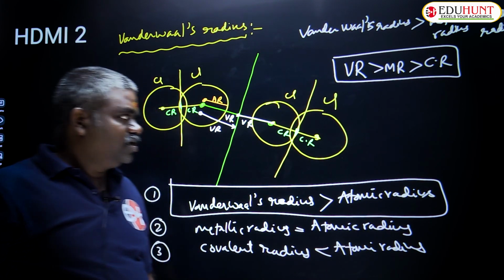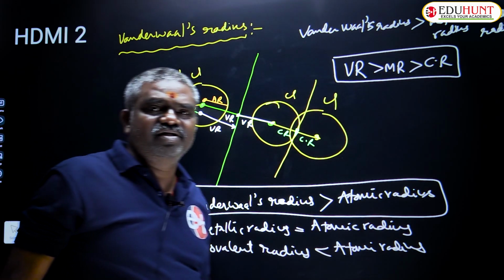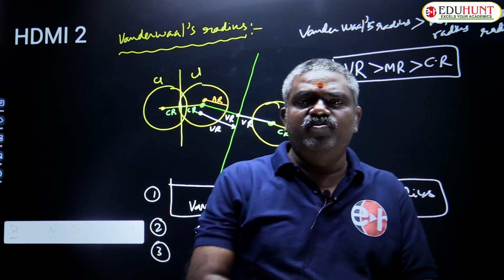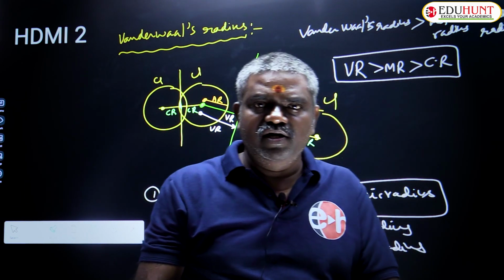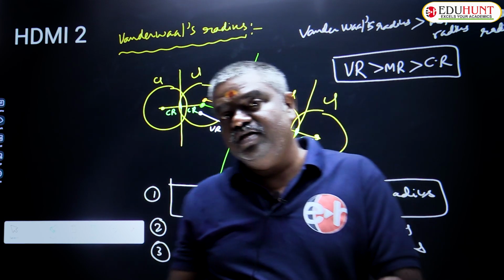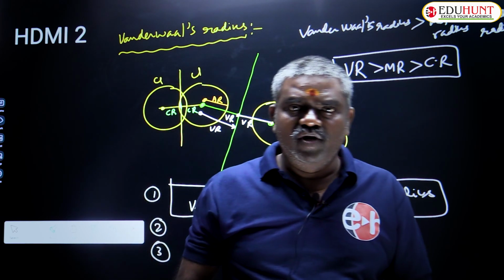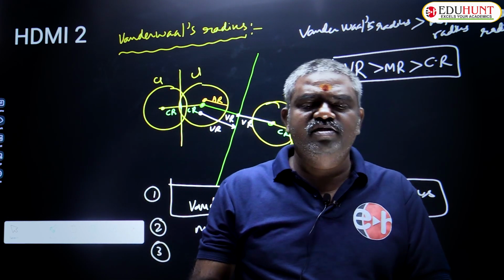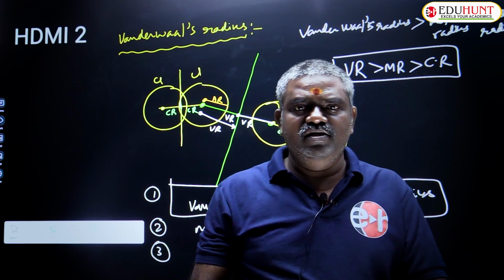So today in this class we discussed one periodic property, that is atomic radius. The atomic radius is of three types: covalent radius, metallic radius and van der Waals radius.